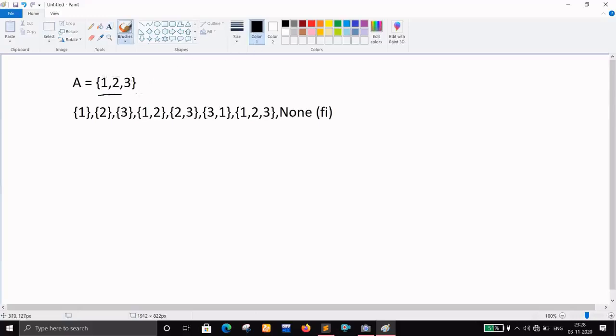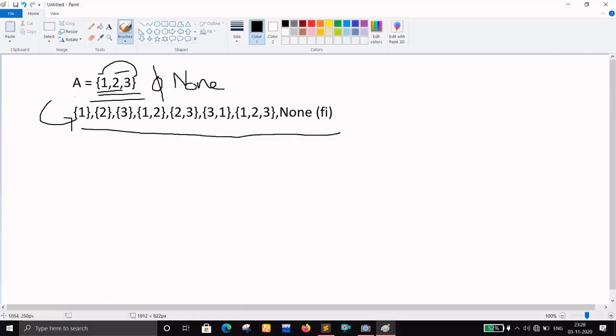In the given set we have three elements, 1, 2, and 3. Using these three elements I can derive 1, I can derive 2, I can derive 3, I can derive 1, 2, I can derive 2, 3, I can derive 1, 3 or 3, 1, I can derive 1, 2, 3 as well, which is already present, and I can derive phi, and this is the symbol of phi. This means none. So these are the subsets of the given set, because you can clearly see every element can be derived from the given set, right?